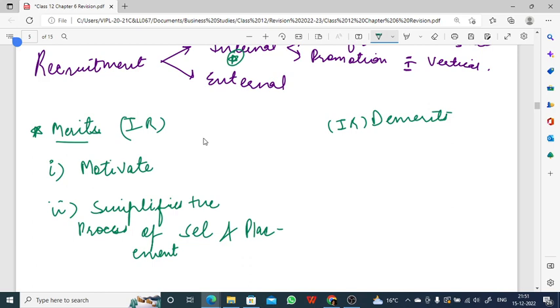Theek hai ki nahi? Sahi baat bol rahi hai ma'am? हाँ मैम बिल्कुल आप सही बात बोल रहे हैं.